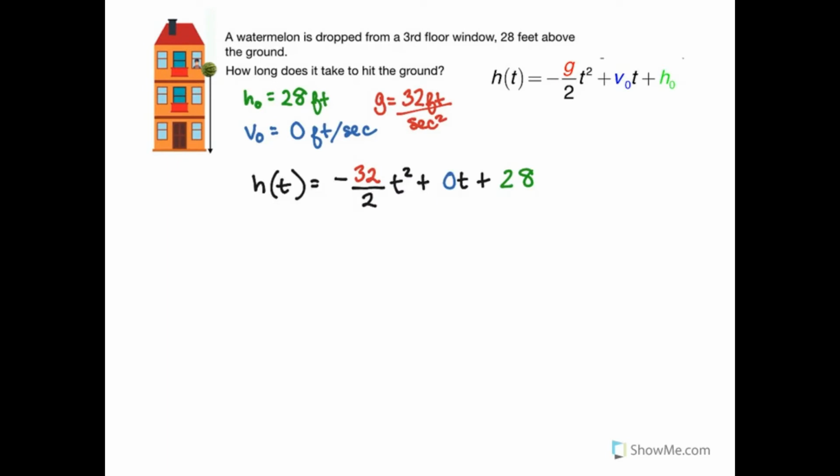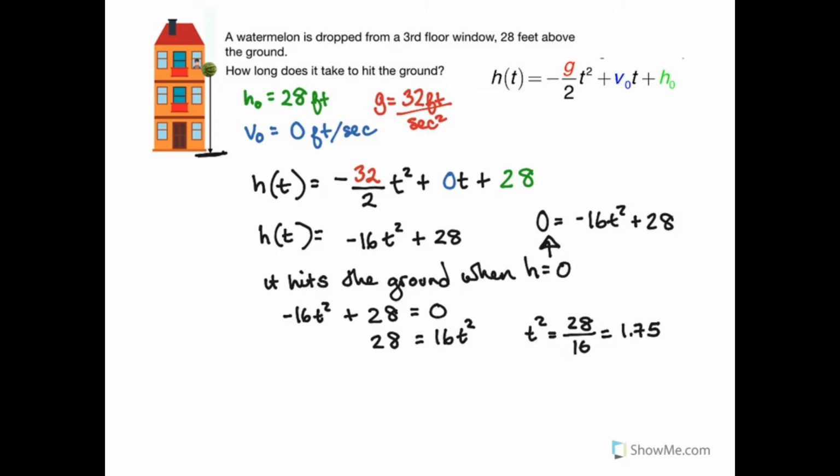So the equation we're going to use is h of t equals negative 32 over 2 t squared plus 0t plus 28. And when we simplify it, h of t is negative 16 t squared plus 28. That gives us the height at any time t. But the question asks, how long does it take to hit the ground? So we want to know what t gives us a height of 0. So we're going to solve 0 equals negative 16 t squared plus 28.